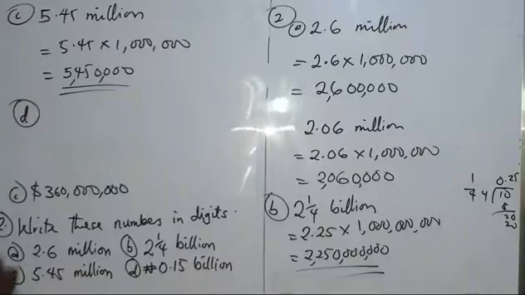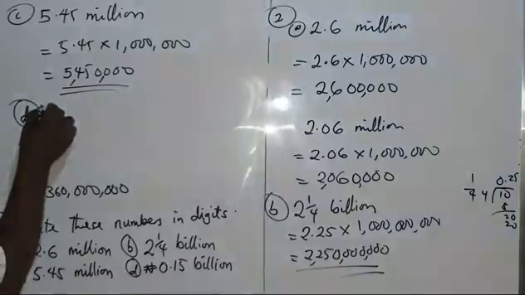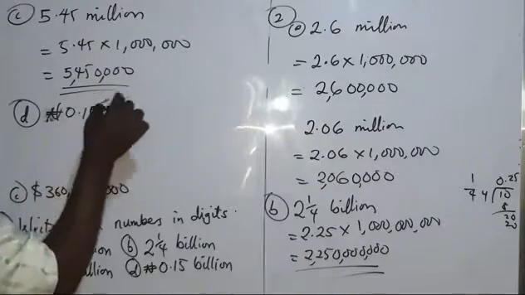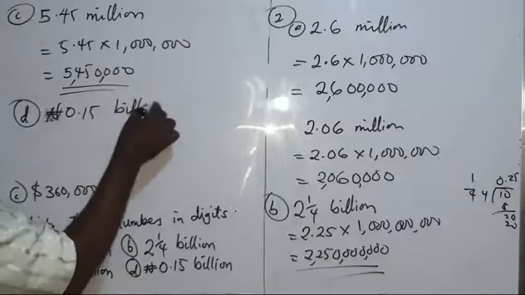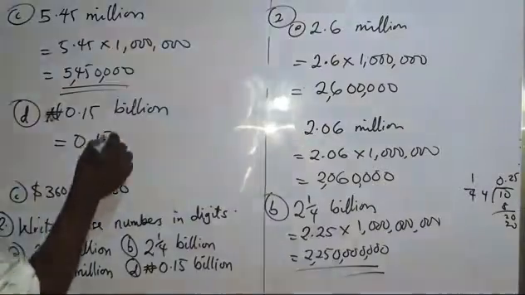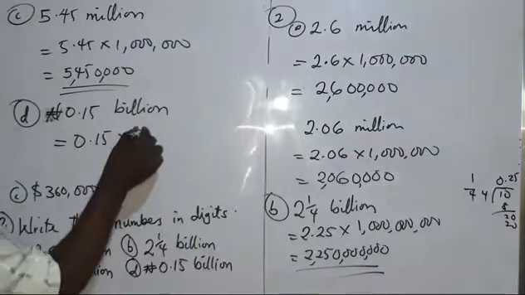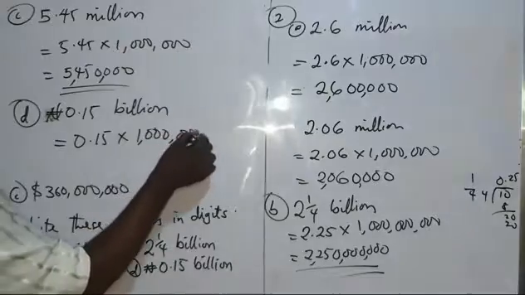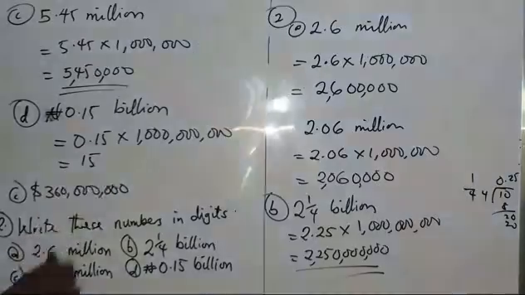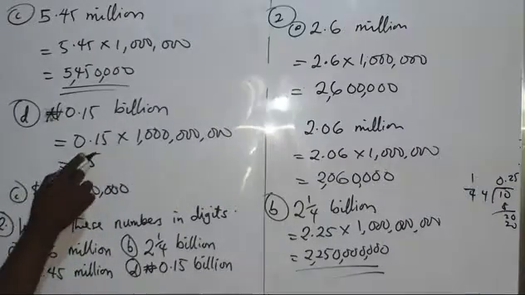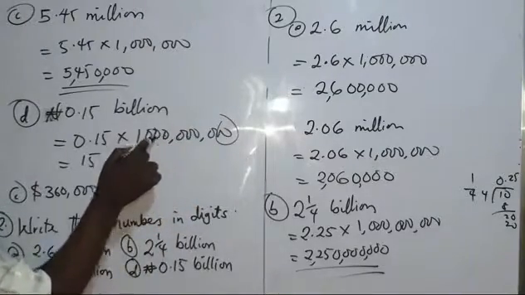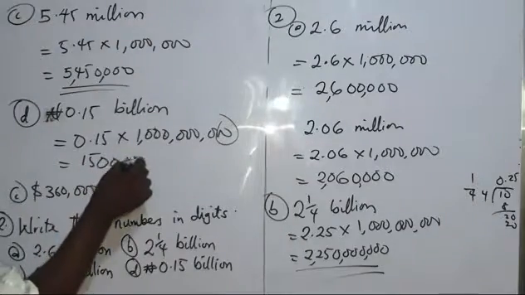Right? D, the last part, which is very important, we have 0.15 billion. We do the same thing. 0.15 multiplied by 1 billion. We ignore the decimal point and write 15. So how many zeros do we remove? 1, 2. It remains what? We are removing these two. 1, 2, 3, 4, 5, 6, 7.